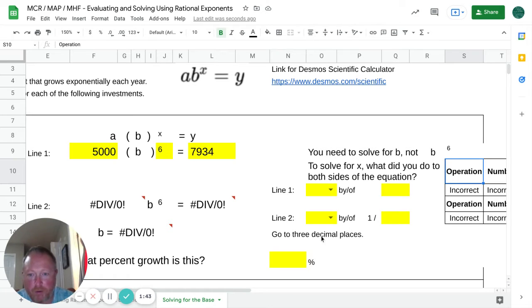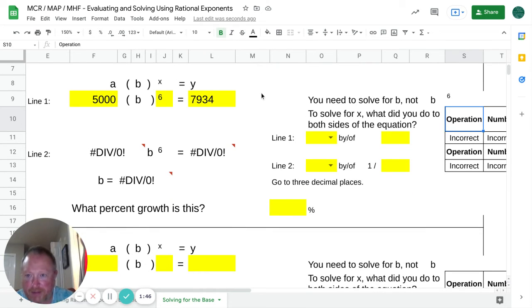Now, what we need to do is take a look at how we would solve this equation. So it's 5,000 times b to the 6 is $7,934. What's nice about this is I set it up so that you don't actually have to do any work over here. It does it for you, but you have to tell the spreadsheet what to do with each line. Remember, we're isolating for b, not b to the 6. I want you to think through that too.